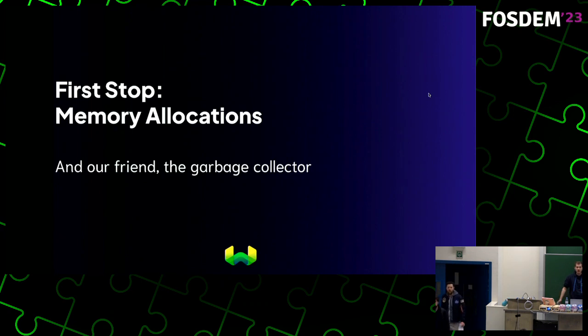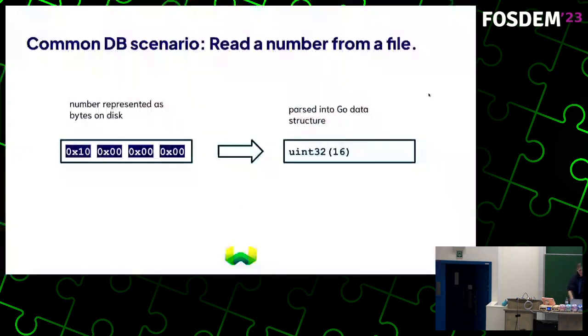So first stop on our mad journey, memory allocations, and that also brings us to our friend the garbage collector. For any high-performance Go application, sooner or later, you're going to talk about memory allocations. And I definitely consider a database a high-performance application, or at least I consider Weaviate a high-performance application. If you think of what databases do, in essence, you have something on disk and you want to serve it to the user. That's one of the most important user journeys in a database.